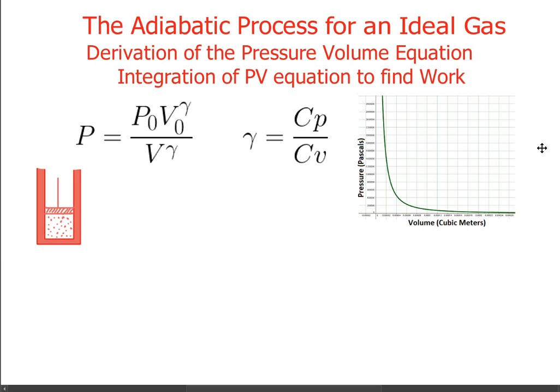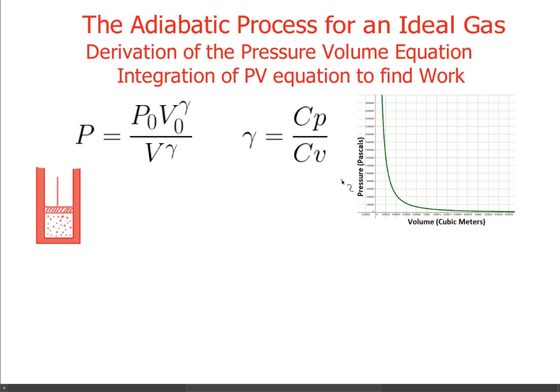Hello. My relatively ambitious goal in this project is to describe and explain what an adiabatic process is for an ideal gas, and then to derive the pressure-volume equation that is shown right here, and in addition be able to show that it will plot nicely on a pressure-volume plot. And finally, and almost as an afterthought, to integrate this PV equation and show how to find work.